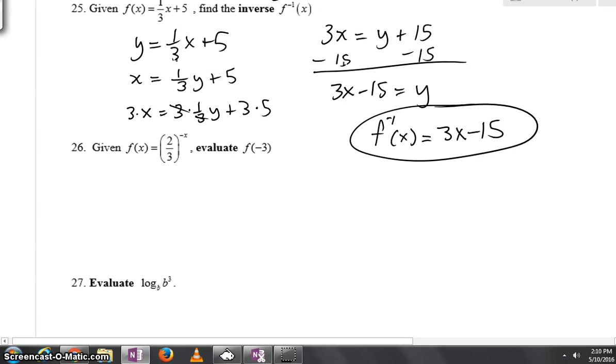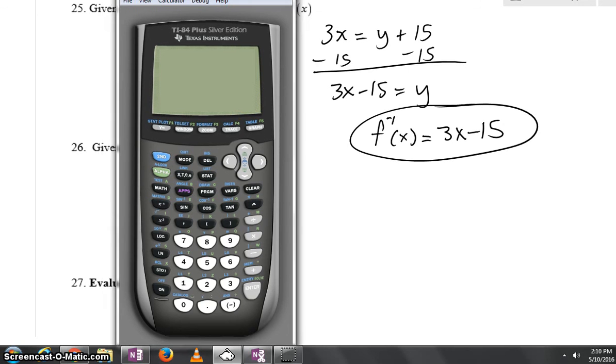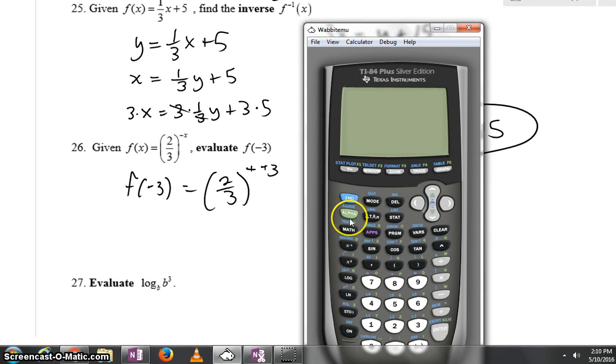Okay, as we take a look at number 26, you can see that we're plugging in negative 3, and we're going to have 2/3 raised to the negative 3. And a negative turns into plus a positive. So you could get some help, most definitely, and use the calculator if you need. You can get that alpha y equals, and you get your fraction button there.